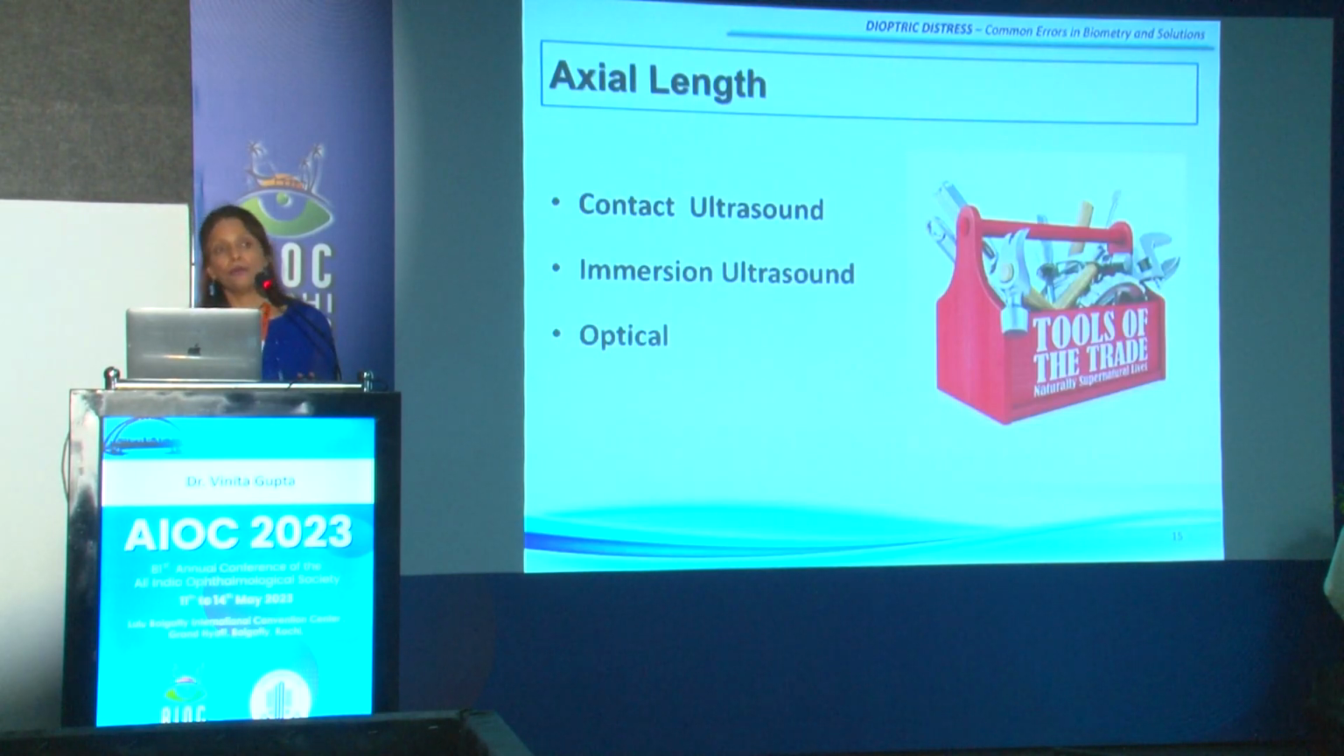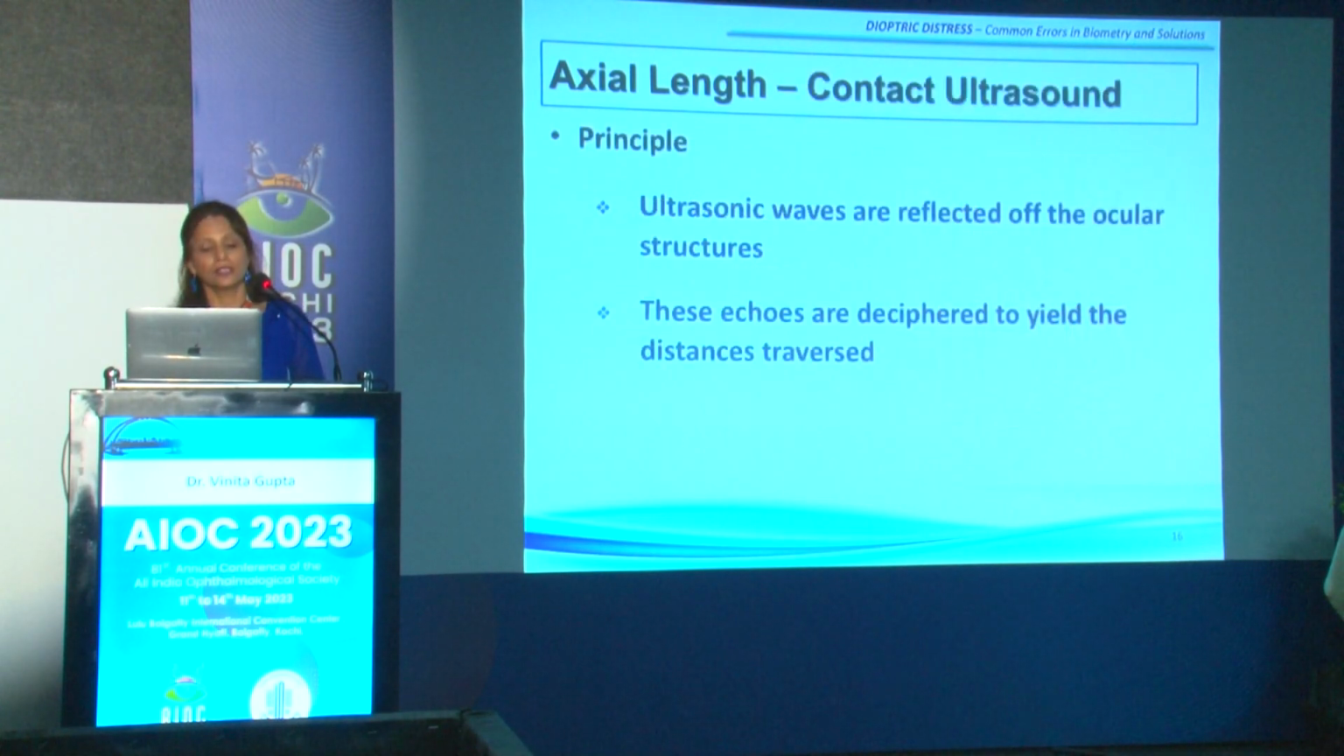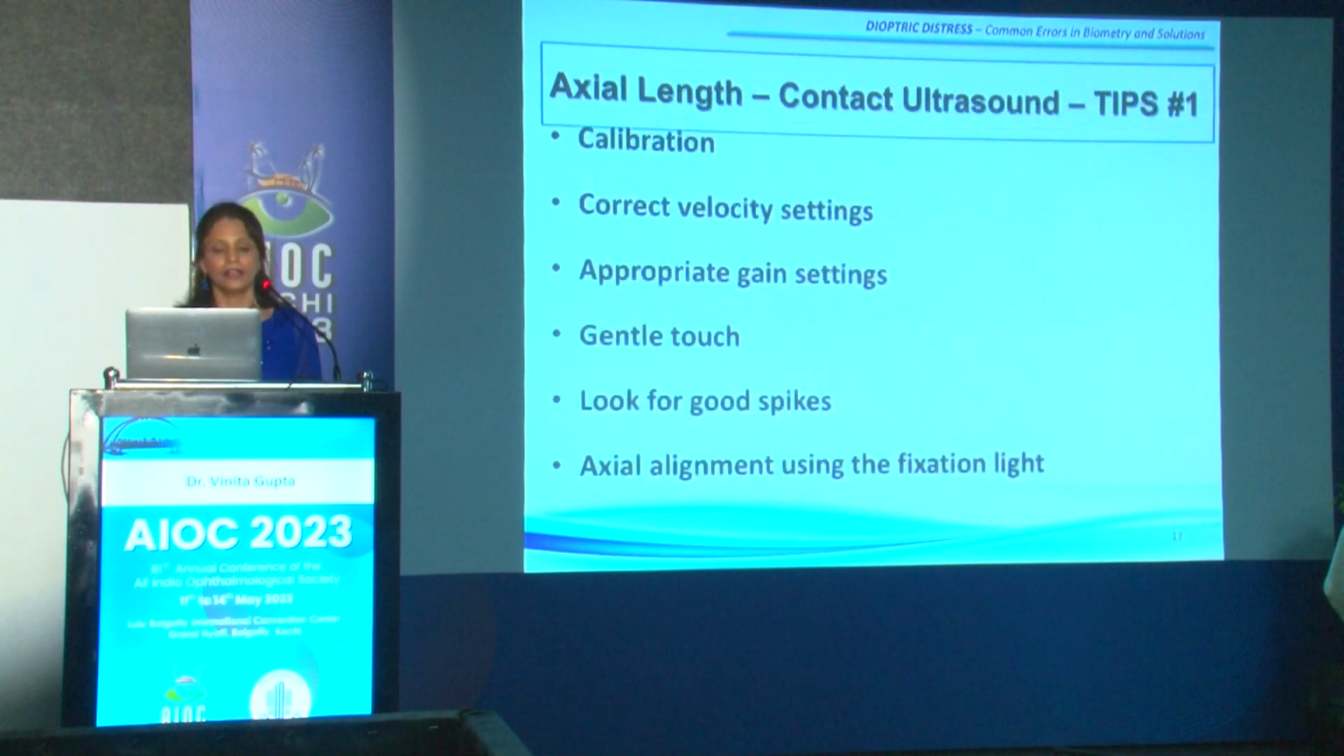For the next input parameter, we have the axial length, for which we have the tools: the ultrasonic biometers and the optical biometers. How do the ultrasonic biometers work? Obviously, it is based on ultrasound waves traversing the different ocular structures, and the distance traversed is calculated from the echoes which are reflected.